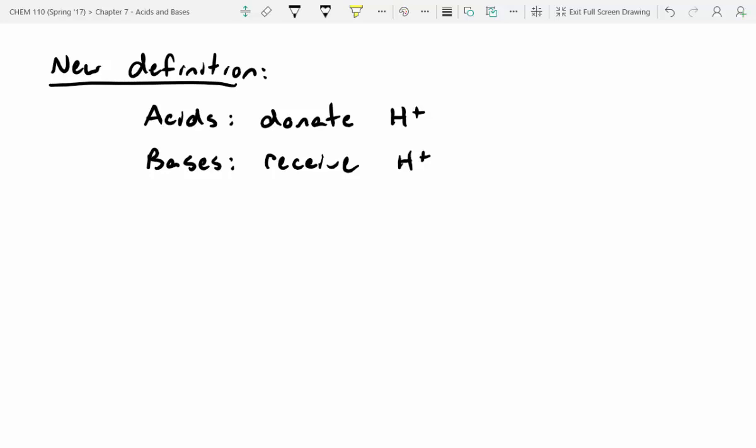Yep? That's ammonium. So the ammonium cation is NH4+, but NH3 is actually neutral. It's a little bit weird. They sound similar. Okay, so we said acids donate protons, bases receive protons.